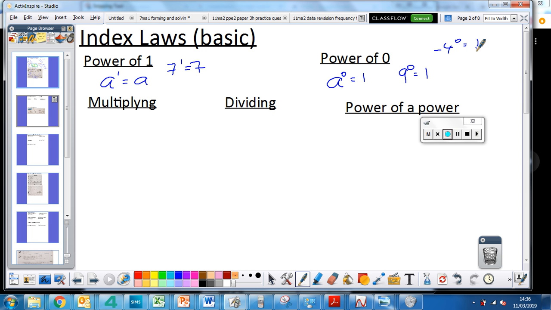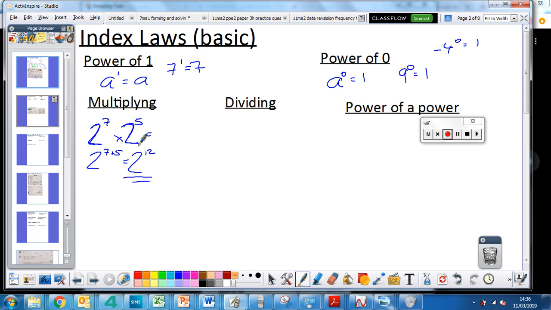There are then sort of three main rules that we use with basic indices. That's when we're multiplying. So for example, 2 to the power 7 times 2 to the power 5 is equal to... When we are multiplying, as long as the base is the same, 2, 2, then all we need to do is add those powers together. So 7 plus 5, we get 2 to the power 12. As long as the bases are the same. Otherwise you can't do that.